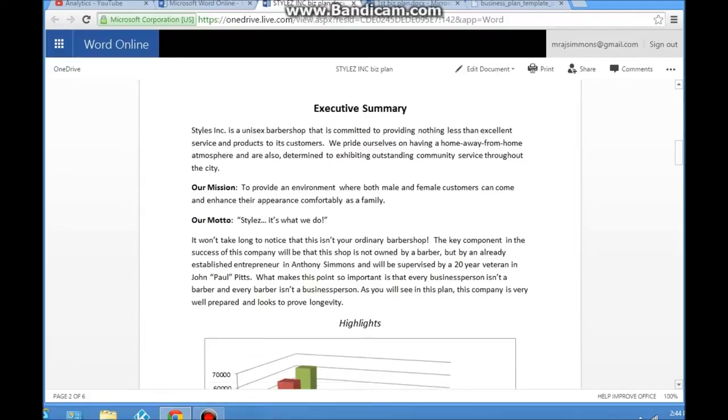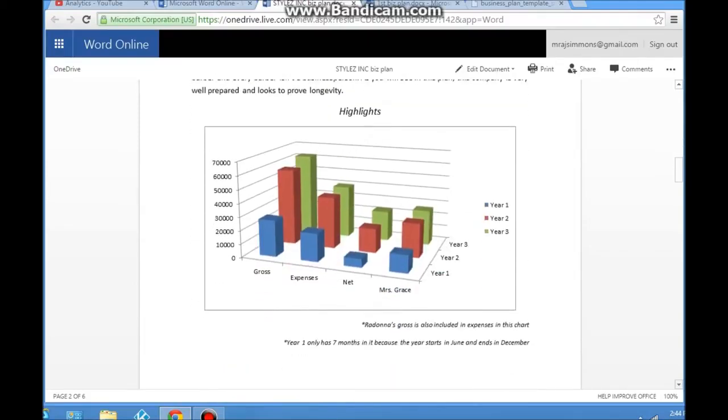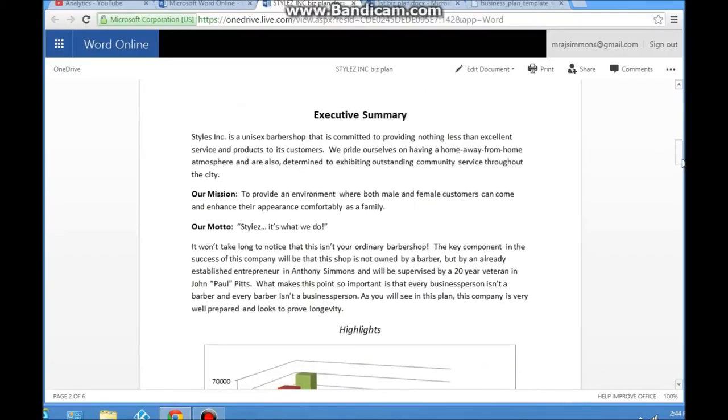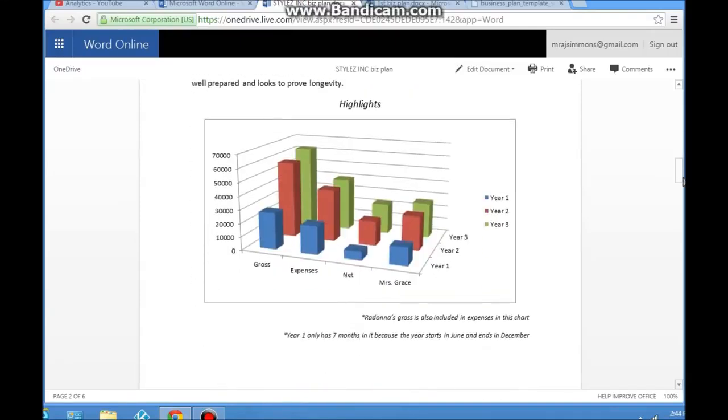So you notice in this executive summary, I have my graph included, like I was stating earlier. It just shows you everything, our mission, our motto. And see, the mission in this business plan is actually included inside the executive summary. It shows the highlights, gets you right to the numbers, just to take a quick glance at what you're doing. So it shows my gross, my expenses, my net income, and then the income for the person who owned the actual barbershop building.